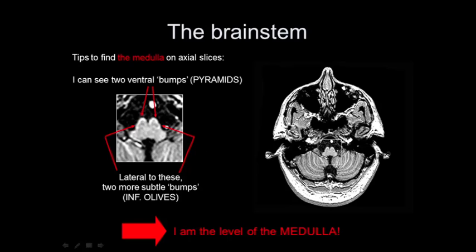But at which level? If you look at this image a little closely, you see these two ventral bumps here, and this is not super clear, but there are two bumps on the side. This looks to me like the pyramidal tracts and the inferior olives. So I think I am at the level of the medulla.